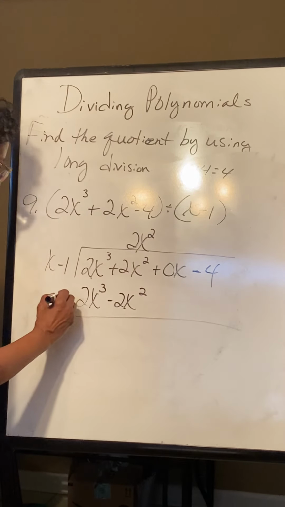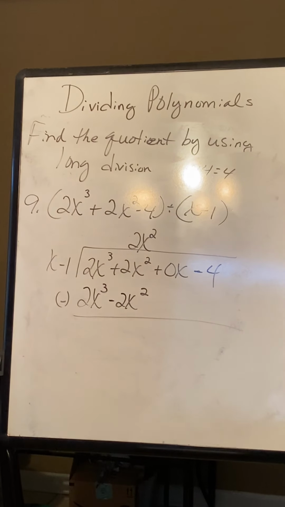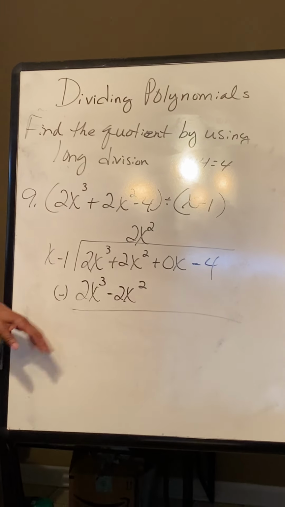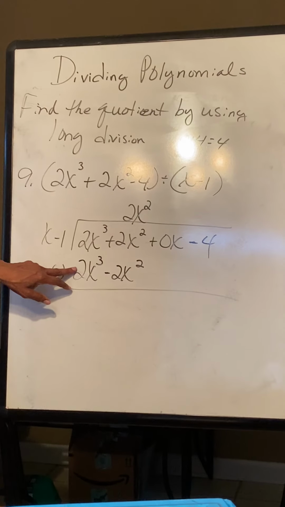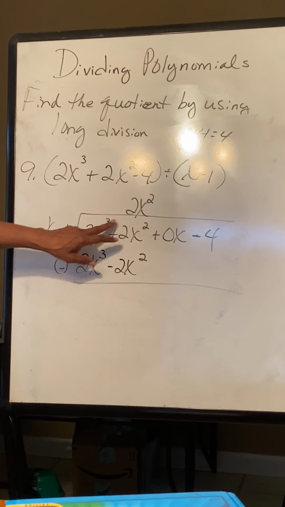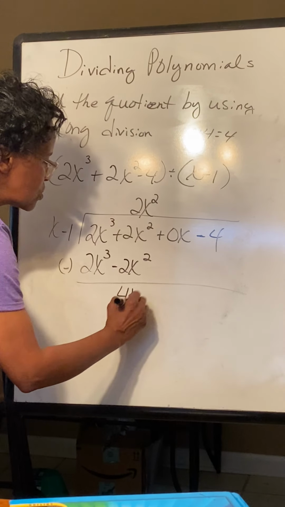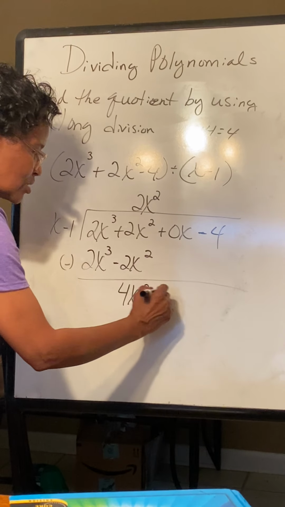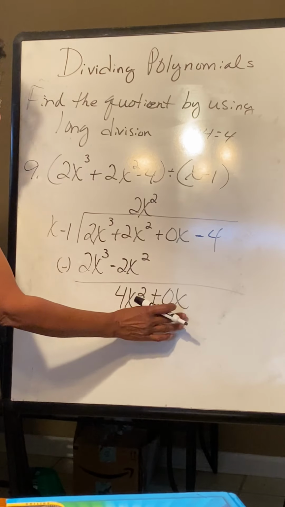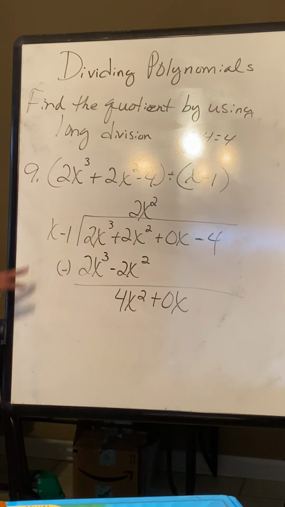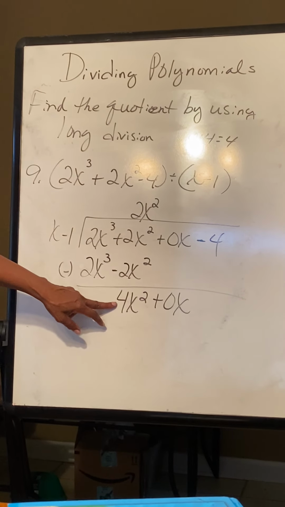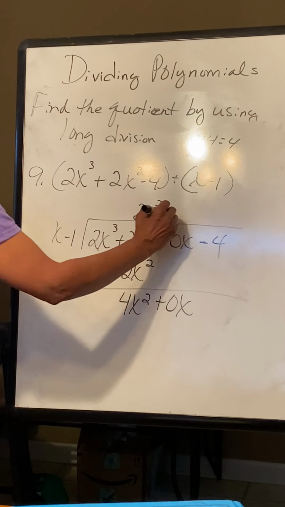Well, I'm ready to subtract, okay? When I subtract, any number minus itself gives me 0. 2x squared minus a negative 2x squared gives me a 4x squared, and I bring down the next term. Now you're going to see why it's important to have that 0x. X times what gives me 4x squared? That would be a positive 4x.